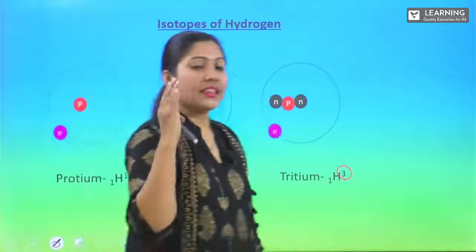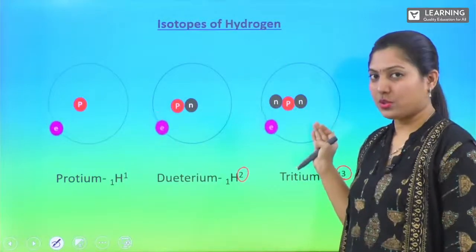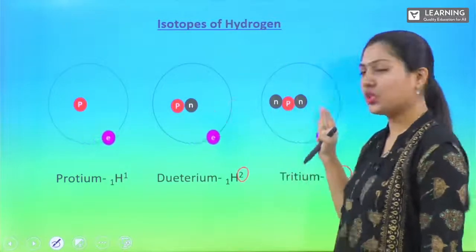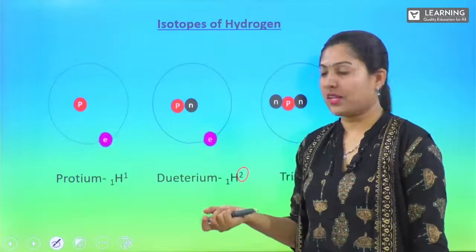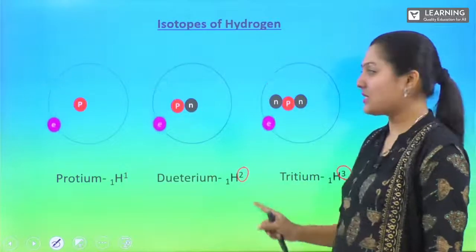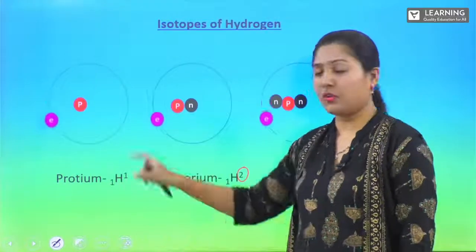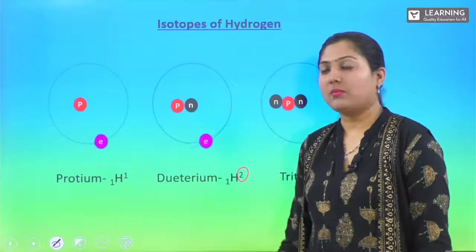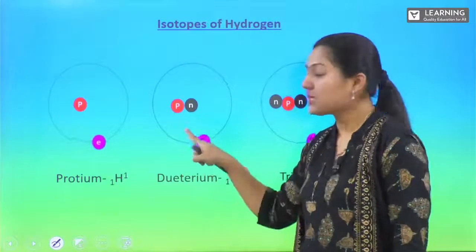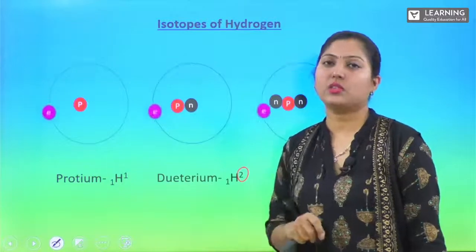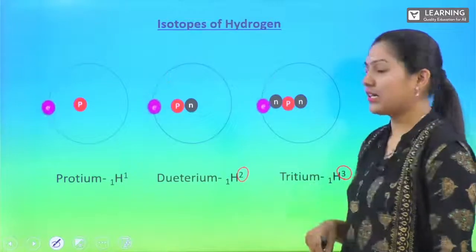That means the electron and the proton are the same in all the 3 isotopes. Only neutrons are changing. Since neutrons are changing, atomic mass changes. Atomic number remains the same, as atomic number is equal to the number of protons and electrons. Number of electrons will be equal to atomic number, but number of protons plus number of neutrons will be equal to mass number. So mass number will differ in all the 3 isotopes.